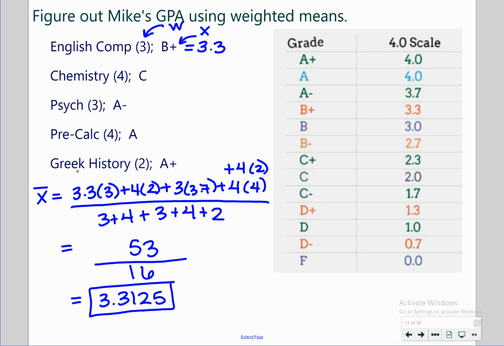Okay, how'd you do? Okay. All right, so that's how we get a GPA. Next slide.